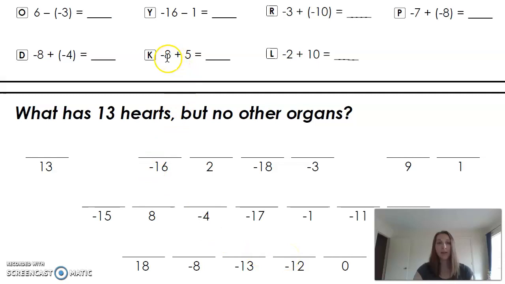All right, K. Negative 8 plus 5. So you are going backwards. Negative 8 plus 5. If you start here at negative 8 and you do a line, negative 7, negative 6, negative 5, negative 4, negative 3. So we're looking for a negative 3 down here, and you would write a K.